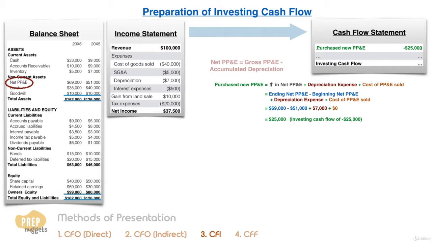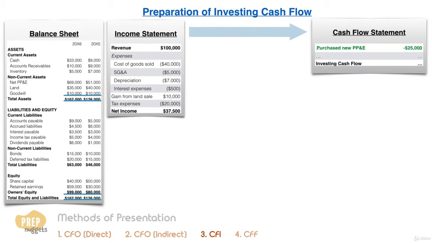Note that this is the case when we're working with net PP&E figures, where we have to add back depreciation expense, which is a non-cash expense deducted from the net PP&E. In the case of dealing with gross PP&E, we simply ignore the depreciation expense as it has not been factored into the gross PP&E computation.